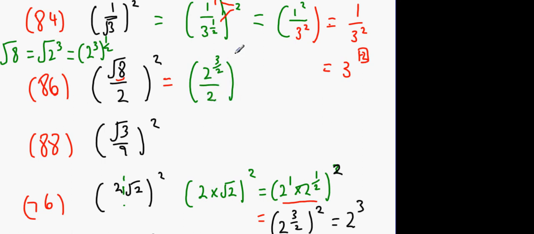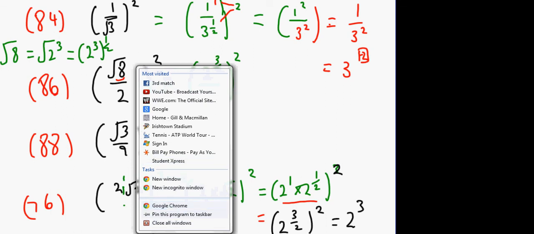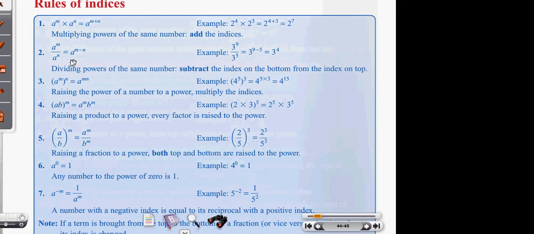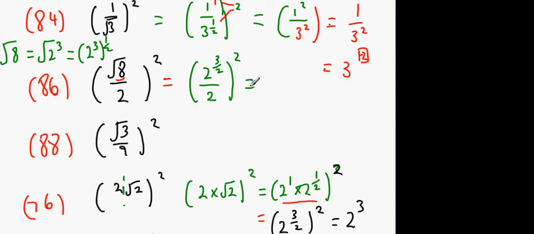Once again, deal with what's inside the brackets. You're going to go back and go to rule number 2, which is the division rule. Take the powers away from each other. So we're going to take the powers away from each other. 3 over 2 minus 1 is a half. A half to the power of 2 is 1, because you have to multiply the powers. And then you're going to get 2 to the power of 1.